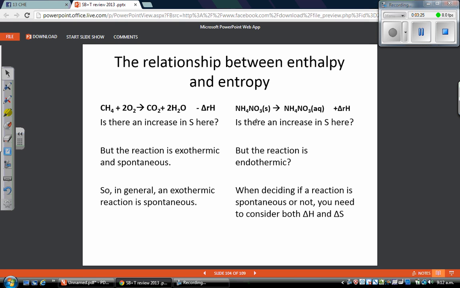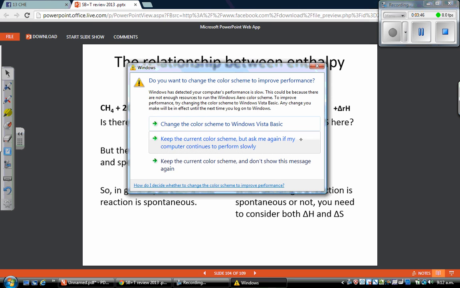This is our ammonium nitrate situation. And this was an endothermic reaction, but there was an increase in entropy here. And that's not evident from the equation other than if you look at the state symbols. So you have to look at state symbols as well when you're trying to determine if there's an increase in entropy. And we go from a solid to an aqueous situation, so there's definitely a disturbance and a disorder of the particles, so an increase in entropy.